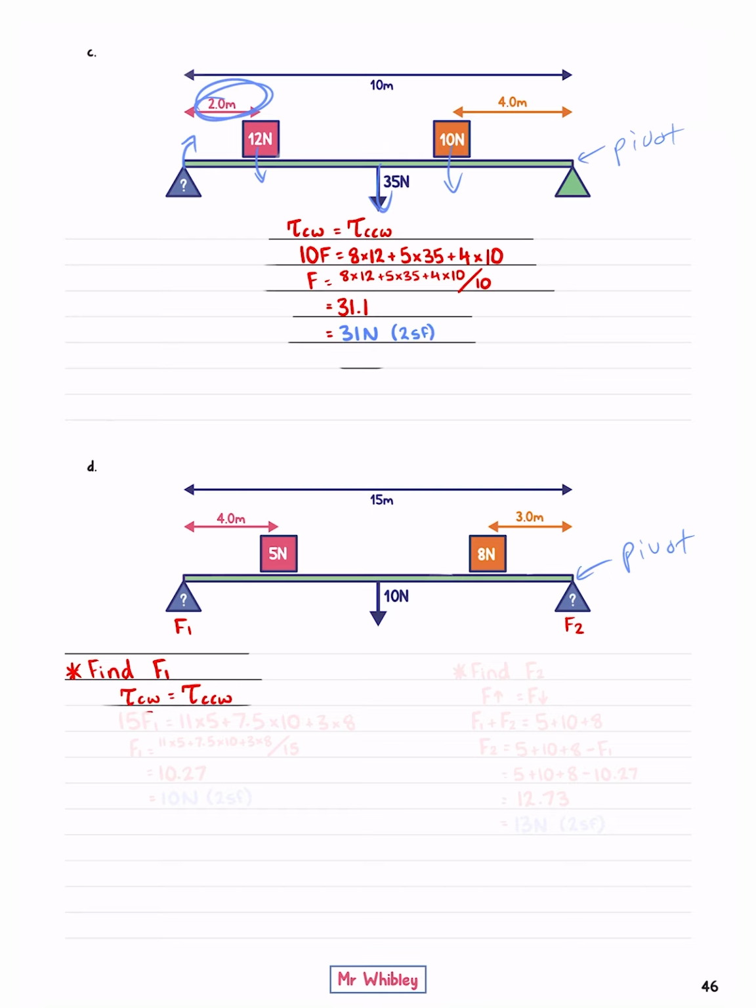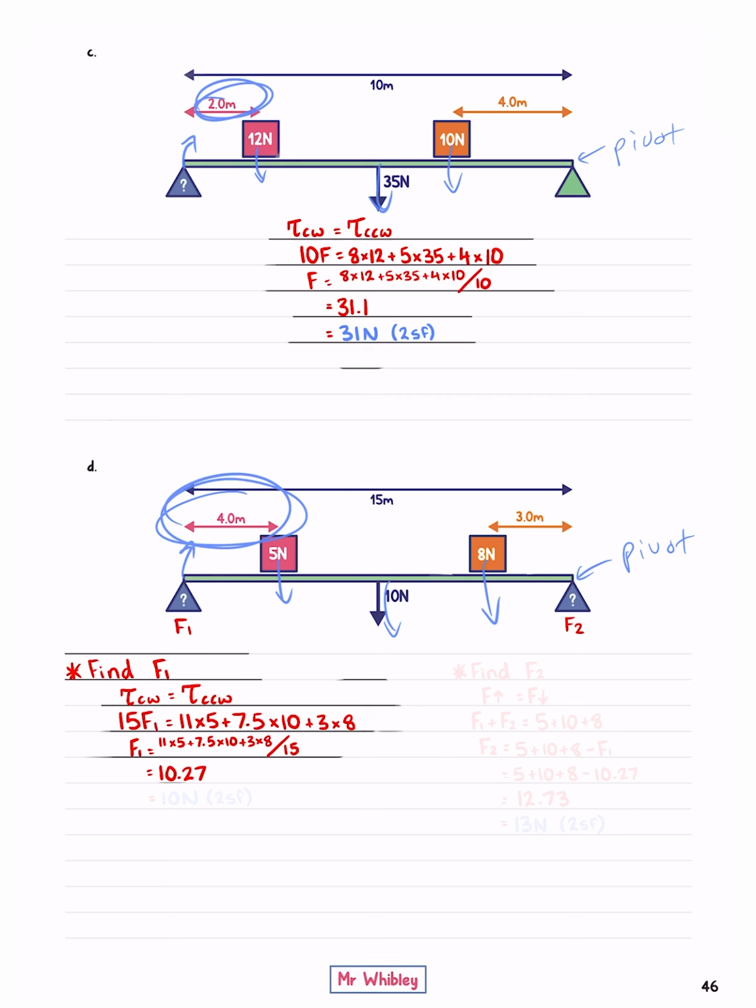about it. We know that these torques must balance, and that the only clockwise torque is going to be that from our F1. So we substitute in its force times its distance, and our counterclockwise torques are going to be from our gravitational forces, which are our 5 Newton mass, which, because it's 4 meters from the left, means it must be 11 meters from the right. Our 10 Newton weight force of the beam is going to be half of our 15 meters from the pivot, which is 7.5, and our 8 Newton mass is 3 meters from the pivot. Solving for our force by dividing both sides by 15 gives me 10.27, or 10 newtons to two significant figures.